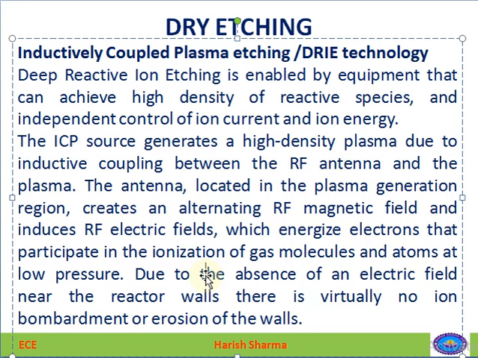The antenna located in the plasma generation region creates an alternating RF magnetic field and induces the RF electric field, which energizes electrons and particles in the ionization of the gas molecules and atoms at low pressure. Due to the absence of the electric field near the reactive walls, there is virtually no ion bombardment or erosion of the walls.